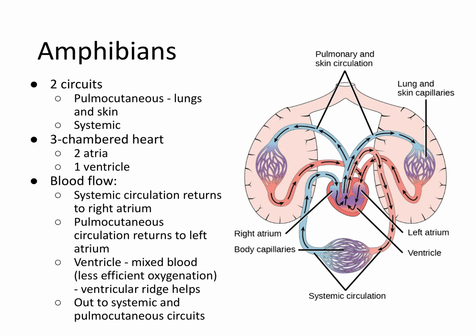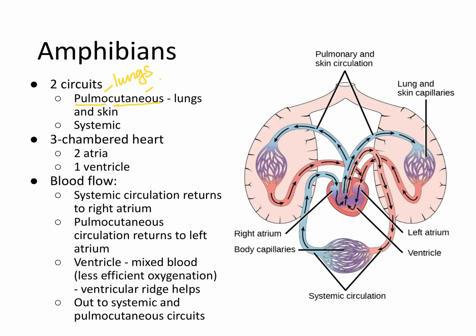In amphibians, there are two circuits, although they do end up mixing together in the heart. There is a pulmonary circuit, but it's actually called the pulmocutaneous circuit. Pulmo refers to lungs.